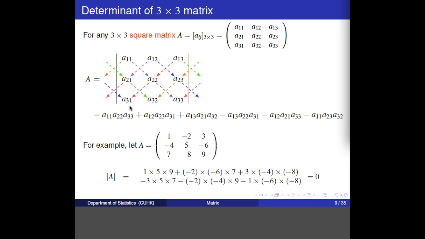A2 3 times A3 1 plus A1 3 times A2 1 times A3 2 minus A1 3 times A2 2 times A3 1 minus A1 2 times A2 1 times A3 3 minus A1 1 times A2 3 times A3 2. We can try to use the formula to calculate the determinant now. Here is an example. The above formula has been used to find the determinant of A, which is equal to 0.